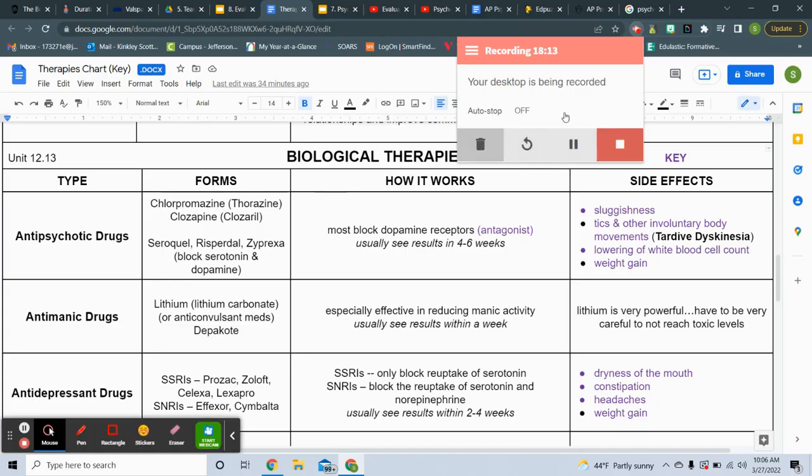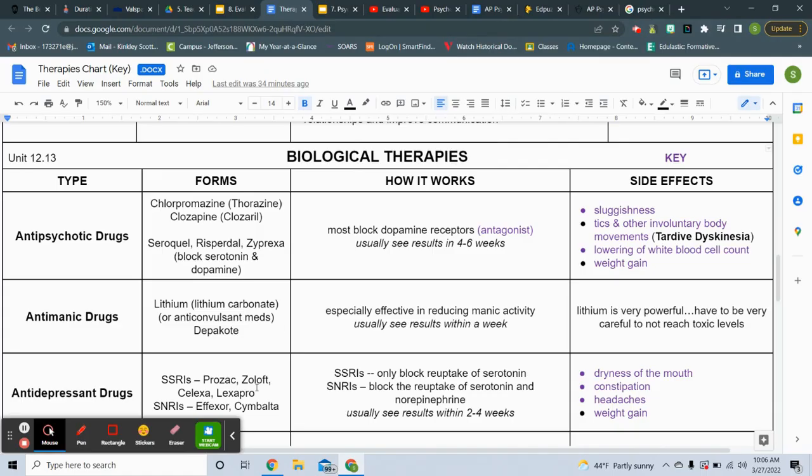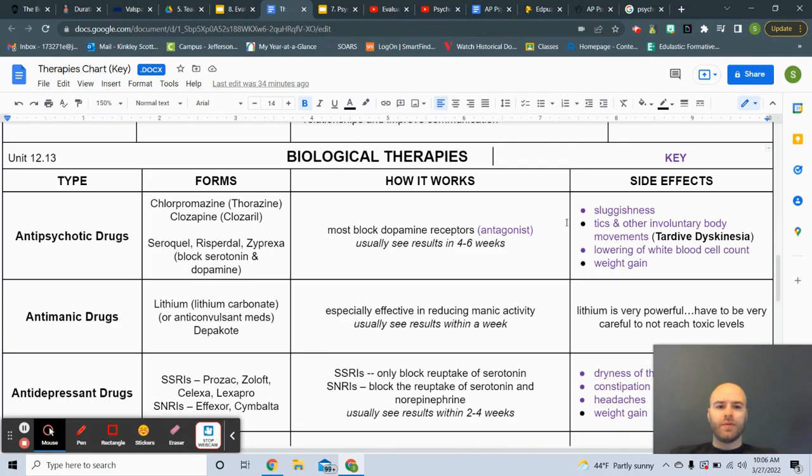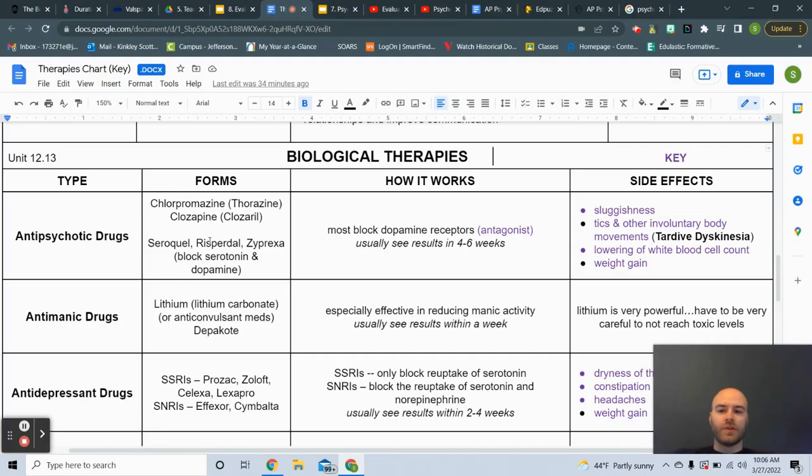So the last part we need to go over is the biological therapy section. And here we just have a normal sheet for you with the key. It's pretty straightforward, so we're just going to stick with that and not go over any slides with you and just kind of work through them as we go.